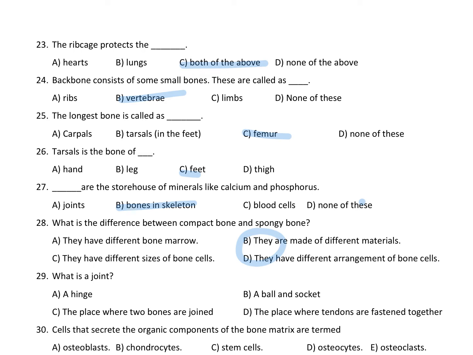All right, so what is a joint? It's a place where two bones are joined or meet. And remember that joint diagram where you need to know about the synovial fluid, the synovial lining, the cartilage, the ligaments, all of them working together at a joint.